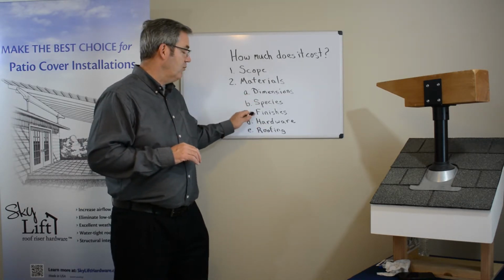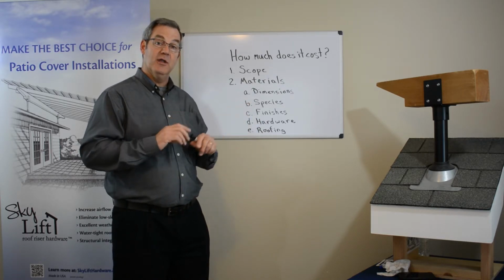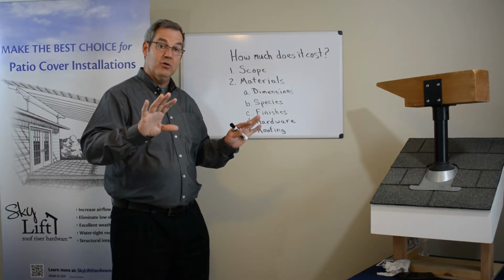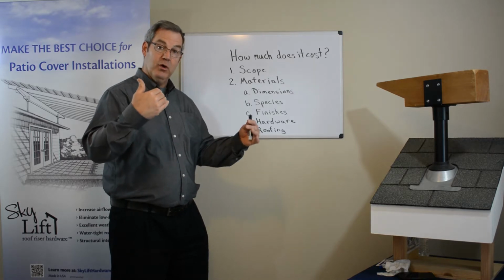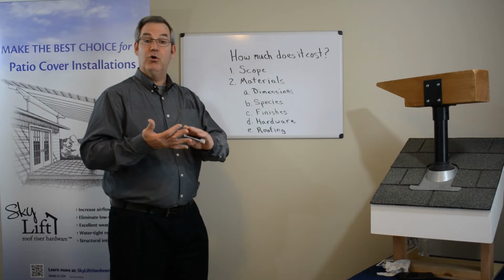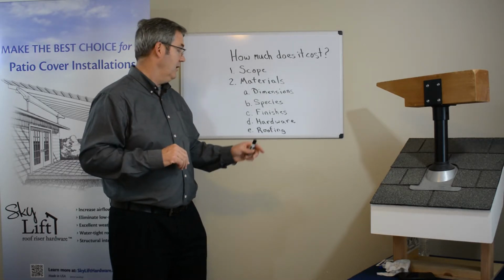Then the third area is what type of finish are you going to have on that material that you're building. You can have a painted finish, or is it a stained finish, or is it natural? So the finish that you put on the wood is also going to influence the cost. Are you doing the finishing, or are you hiring someone to do the finish for you? You want to consider that when you're budgeting.